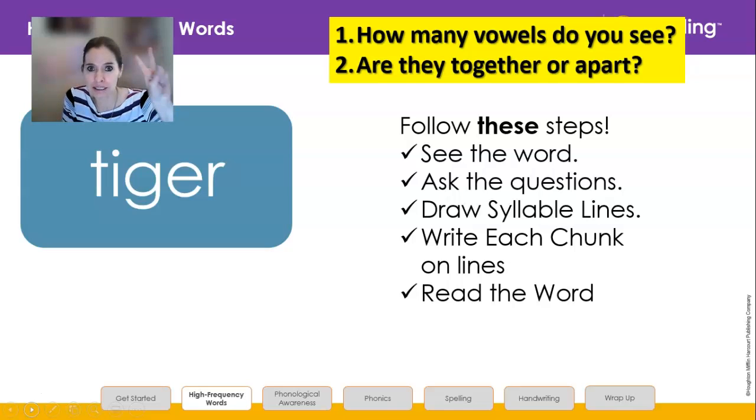You are going to ask the two questions. How many vowels do you see? Are they together or apart? Then you are going to follow these steps. You're going to see the word, ask the questions while you're looking at the word, draw your syllable lines, write each chunk on the line, and then read the word, and go on to the next word.